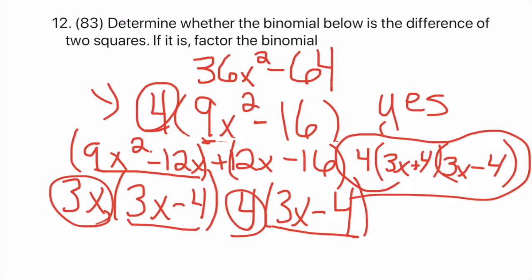So both ways you get the same answer. If you can recognize a perfect or a difference of squares and you know how to factor it, then it's a lot faster. But if not, you can always use the old method using your x.